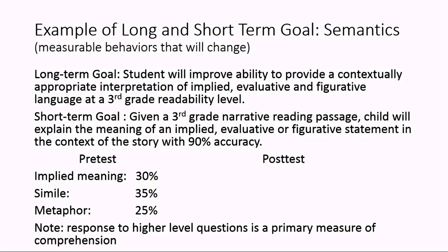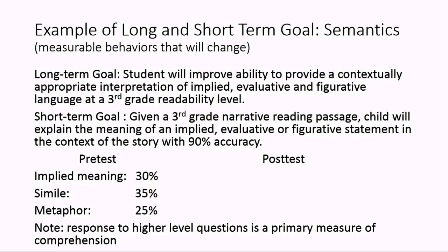Semantics is another area. Student will improve ability to provide a contextually appropriate interpretation of implied, evaluative, and figurative language at third grade reading level. So part of reading comprehension is just getting the factual information, but especially as the grade levels increase, the comprehension really comes from higher level meanings that are not explicitly stated in the words. So, the short-term goal: given a third grade narrative reading passage, child will explain the meaning of an implied, evaluative, or figurative statement in the context of the story with 90% accuracy.